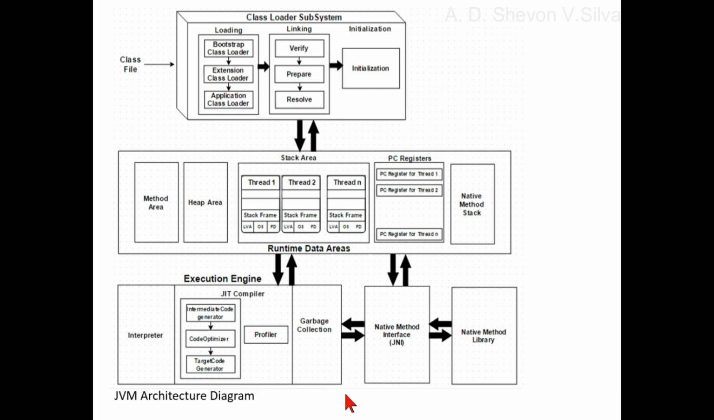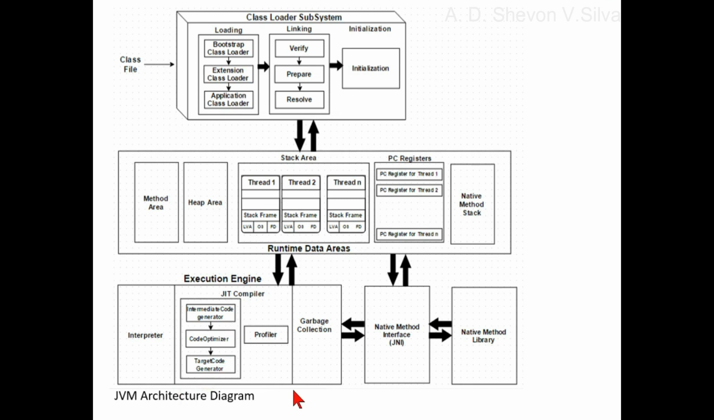Execution engine. The bytecode which is assigned to the runtime data area will be executed by the execution engine. The execution engine reads the bytecode and executes it piece by piece. Interpreter. The interpreter interprets the bytecode faster but executes slowly. The disadvantage of the interpreter is that when one method is called multiple times, every time a new interpretation is required.